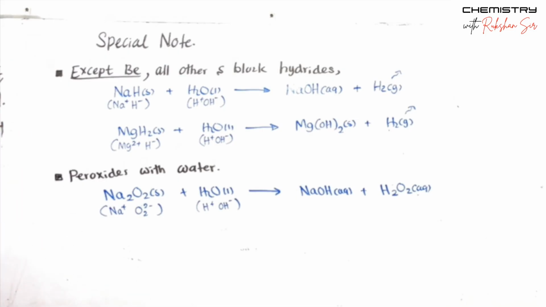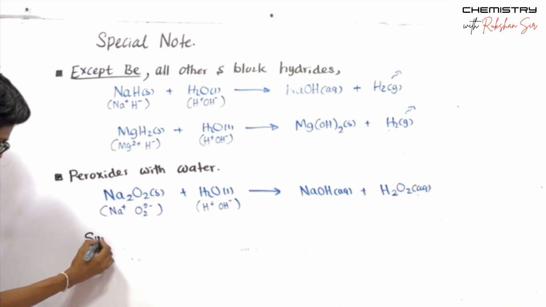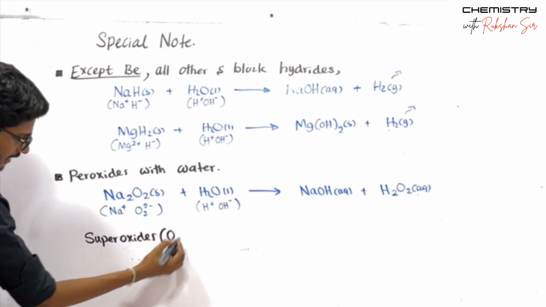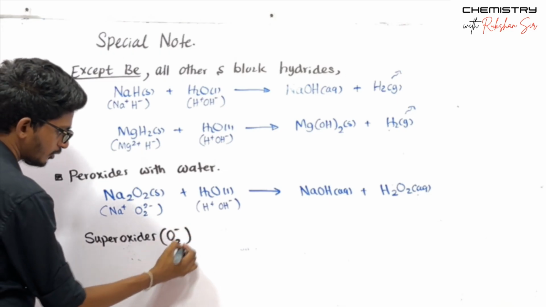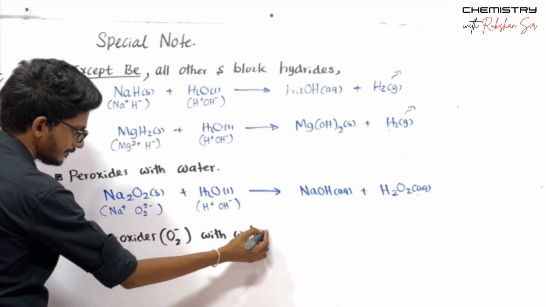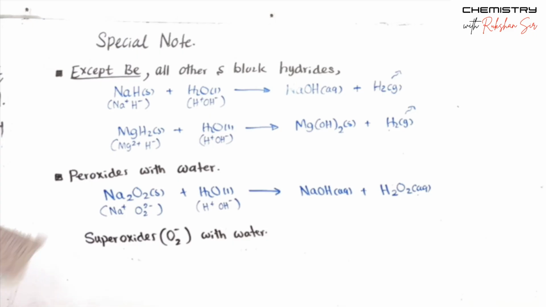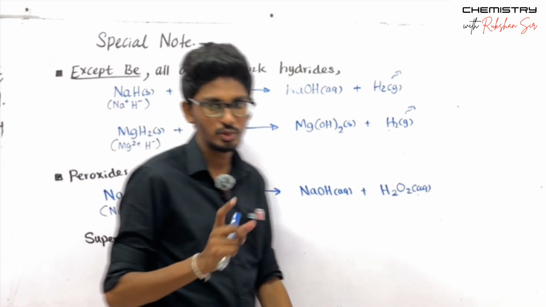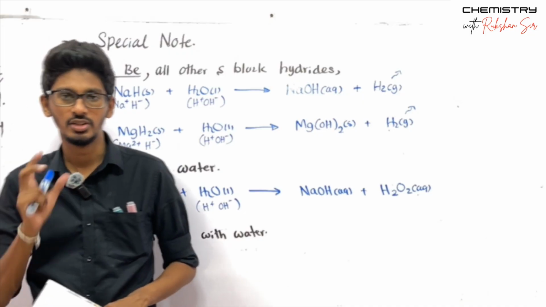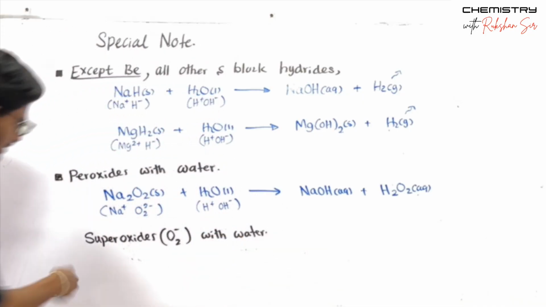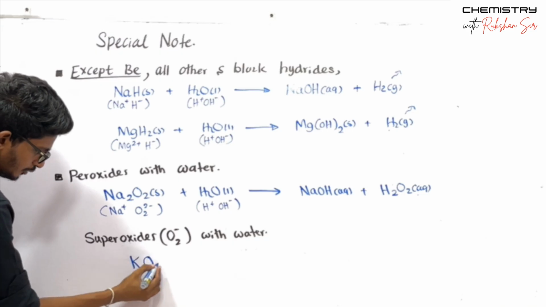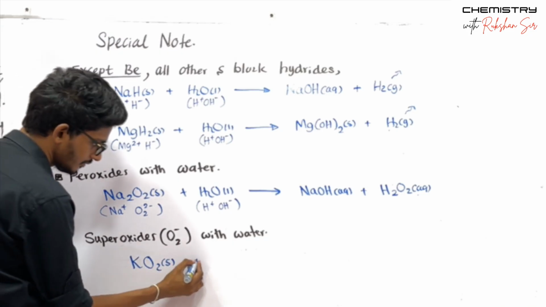So what about the superoxides? Superoxides, the O2 minus ion. Normally superoxides are produced by potassium, rubidium, and cesium. What happens when you add water to potassium superoxide? KO2 solid with water.